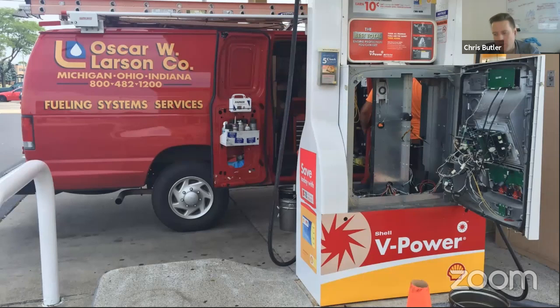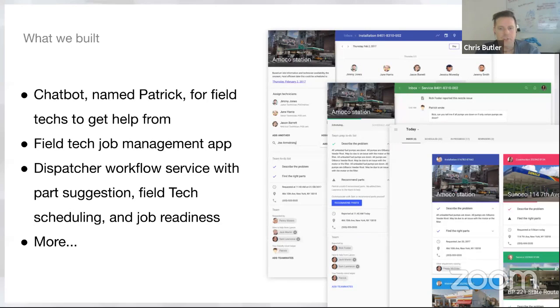And we used the design sprint methodology, I would say at least 5 or 6 times for different individual prototypes that we were building. And so some of the things we did build, one of them was a chatbot, which was named Patrick in this case, and that was for field techs to get help. There was also a field tech job management app with different prediction capabilities. The screenshots you see here are basically the dispatcher workflow. So being able to look at different jobs that are coming in and then work on them.